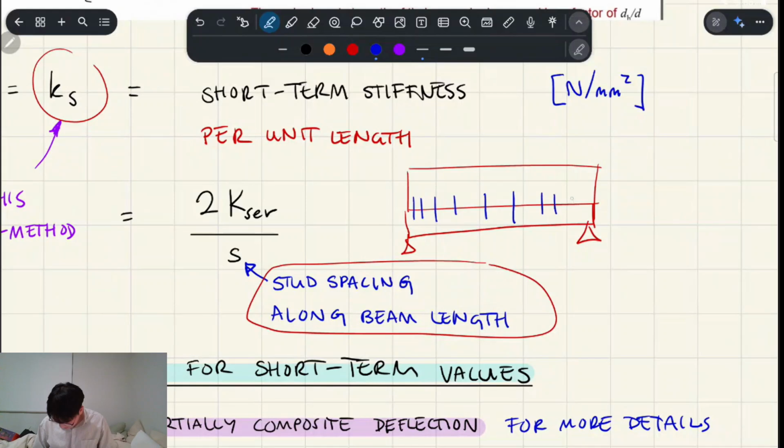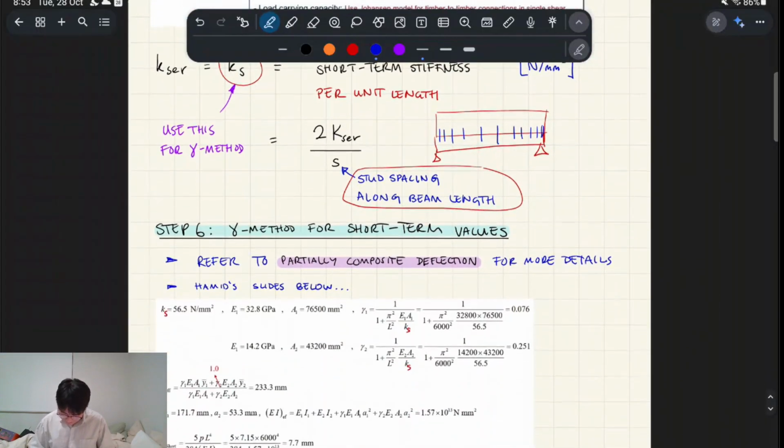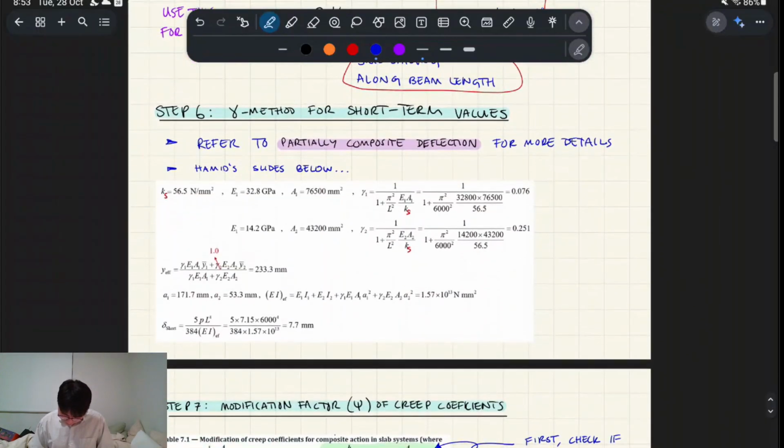Like that, and then becomes more like that. So it linearly increases, so you have to find the average spacing, I believe, along the entire beam length. So yeah, good luck. I think that's an additional step.